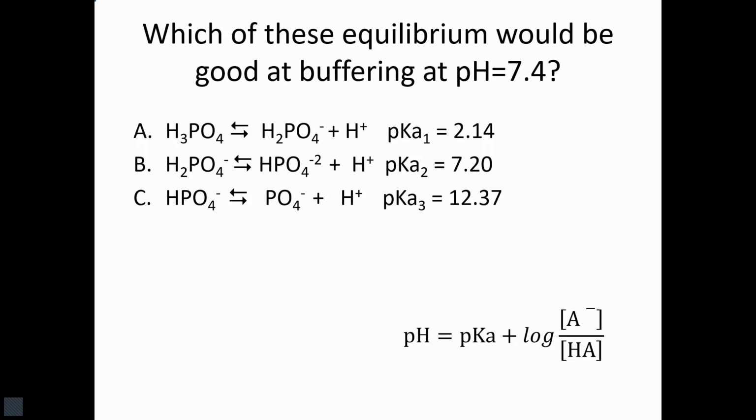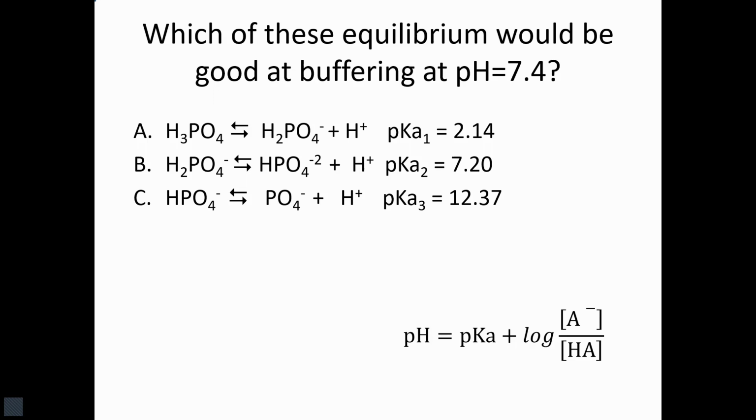So if we consider phosphate, one of the buffers that we said was the main cellular buffer, we've got three choices. We've got the triprotic phosphoric acid, we've got the diprotic phosphoric acid, and the monoprotic phosphoric acid. And they each have different pKa values. So if we're thinking about which species are going to be found at pH 7.4, the one that's going to be most prevalent are the ones with the pKa closest to this.